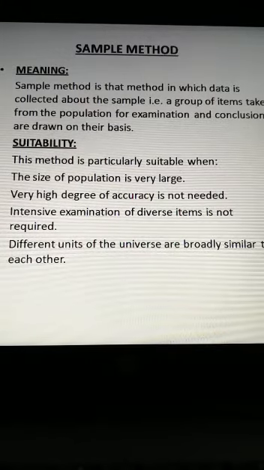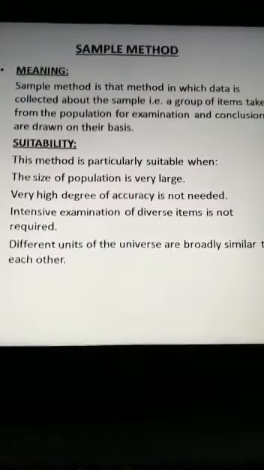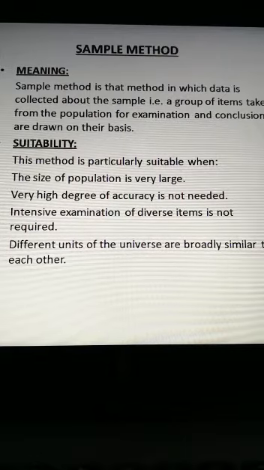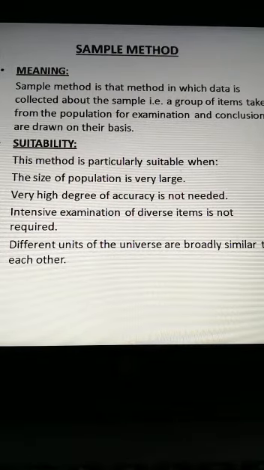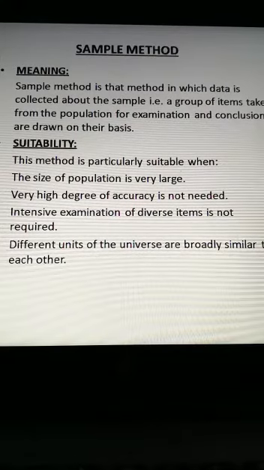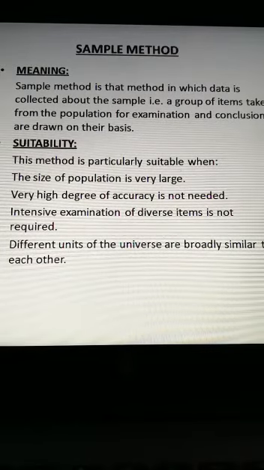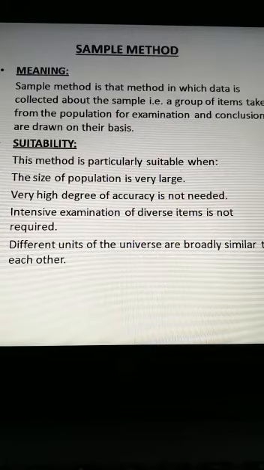And different units of the universe are broadly similar to each other. If most of the units in the universe, that is the items in the universe, are similar in nature, then we can take three or four members from that group, put all the questions to them, and draw the conclusion on that basis. For example, when we are sick, the entire blood is not checked. A sample of 5 ml, 10 ml of blood will be taken and analyzed, and on that basis they will give the report on what is happening in the entire body.